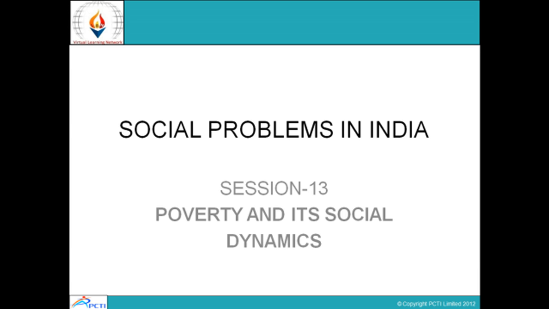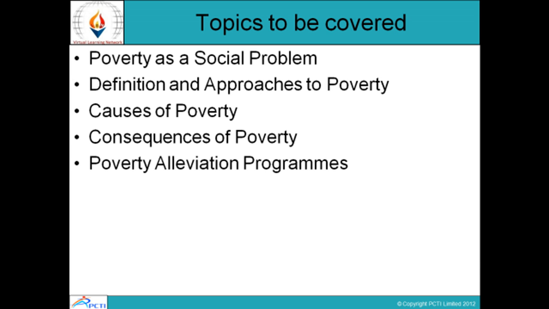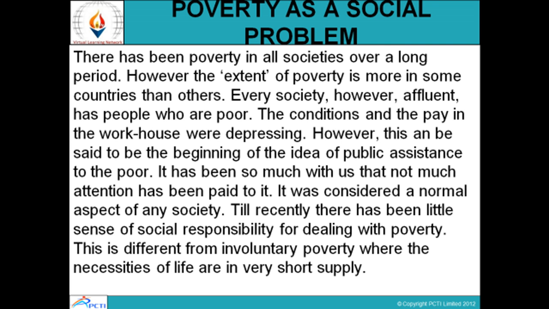This is session number 13 of Social Problems in India, and the topic is poverty and its social dynamics. Topics to be covered are poverty as a social problem, definition and approaches to poverty, causes of poverty, consequences of poverty, and the last one is poverty alleviation programs. Now come to the first topic, that is poverty as a social problem.